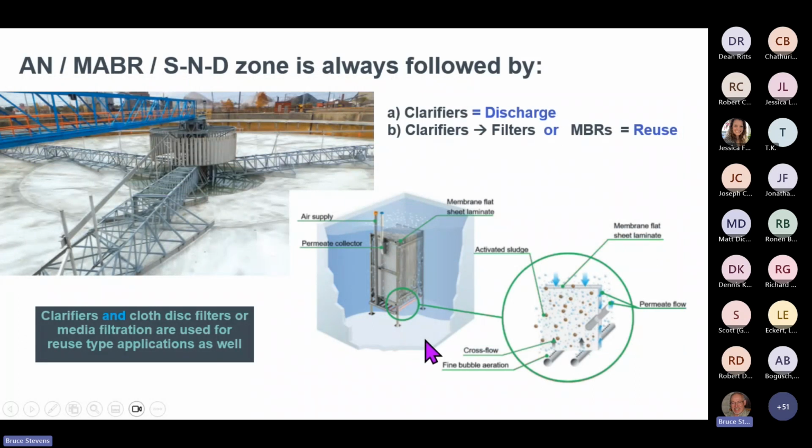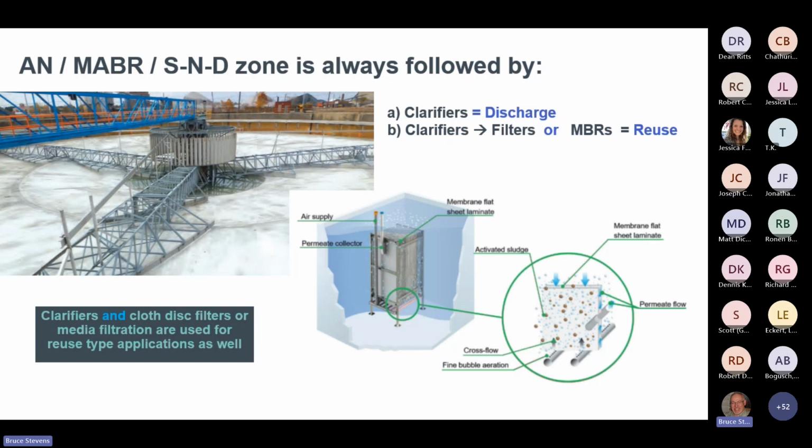Obviously, afterwards, you always need a clarifier if you're just going to discharge and make a relatively clean effluent, 30-30, 20-20. If you're going to reuse, you can either do it with clarifiers and filters after them, media filters or cloth disc filters for the sake of example, or you can go to some form of membrane, whether it's an MBR cassette or another style of membrane, if you're going to go to reuse and get rid of most of the excess TSS and remove a lot of the BOD.